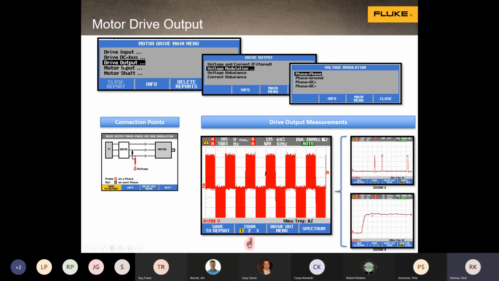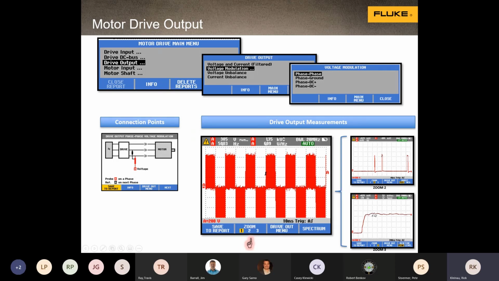If I look here, I've selected drive output, voltage modulation, phase to phase. So here's essentially the same thing we were looking at earlier on my little drive, right? You can use the zoom button to zoom in and see this pulse right here. You see the rise time is pretty quick. It has no ringing and no overshoot on it.